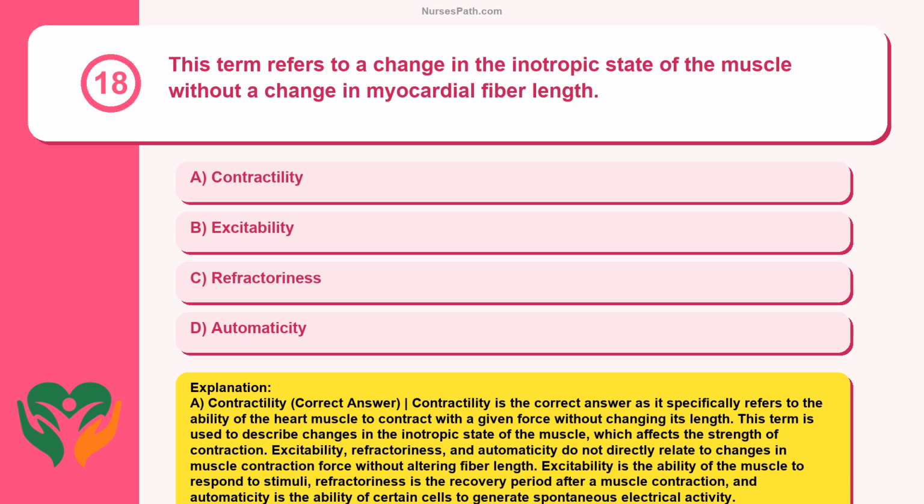Excitability, refractoriness, and automaticity do not directly relate to changes in muscle contraction force without altering fiber length. Excitability is the ability of the muscle to respond to stimuli, refractoriness is the recovery period after a muscle contraction, and automaticity is the ability of certain cells to generate spontaneous electrical activity.